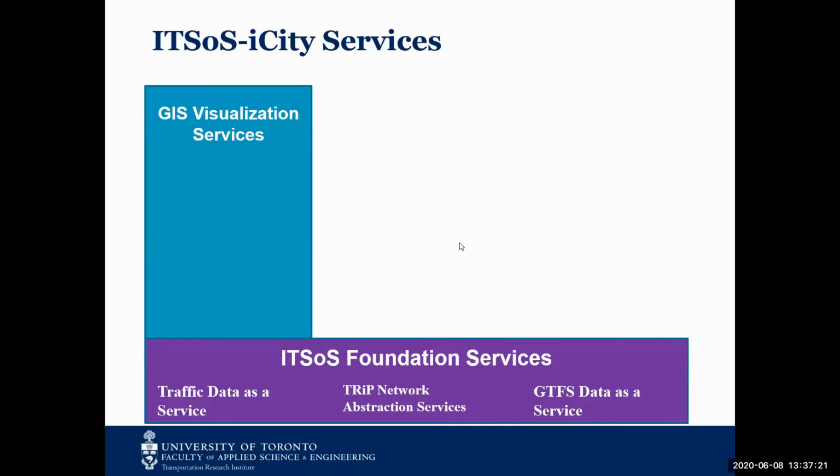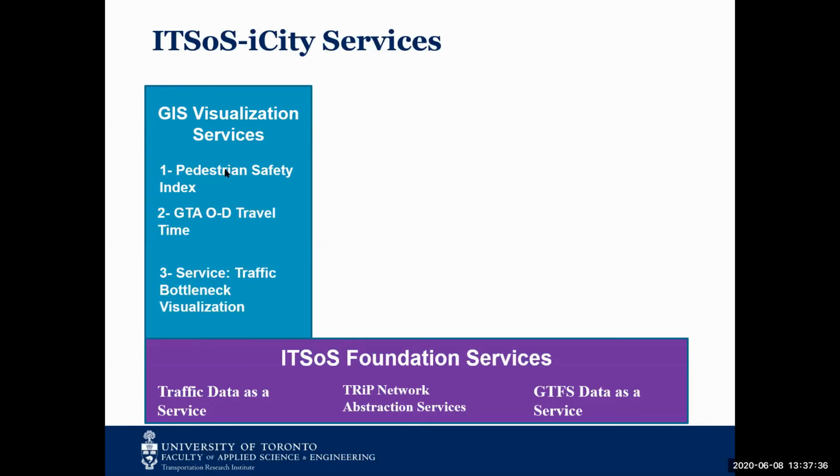Then we built three different service pillars, which we will discuss in detail during our presentation. The first one is the GIS visualization service, which has been built with Esri. Mainly, we'll discuss three different services. The first one is the pedestrian safety index. The second one is the origin and destination travel time. The third service is the travel bottleneck visualization service.